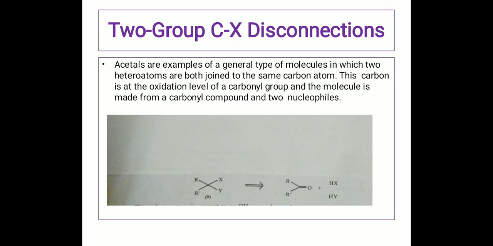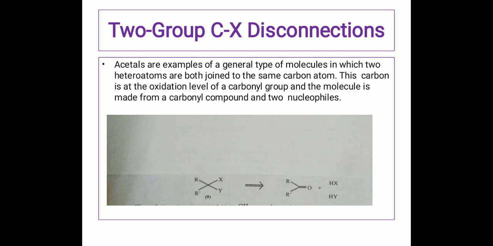Acetals are good examples for two group CX disconnection. They are examples of a general type of molecule in which two heteroatoms are both joined to the same carbon atom. This carbon is at the oxidation level of a carbonyl group, and the molecule is made from a carbonyl compound and two nucleophiles.